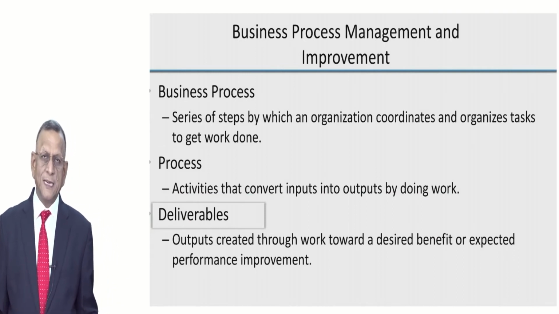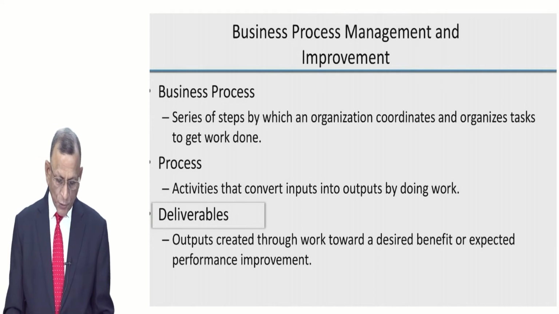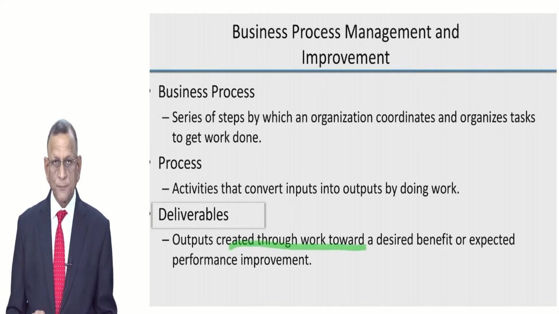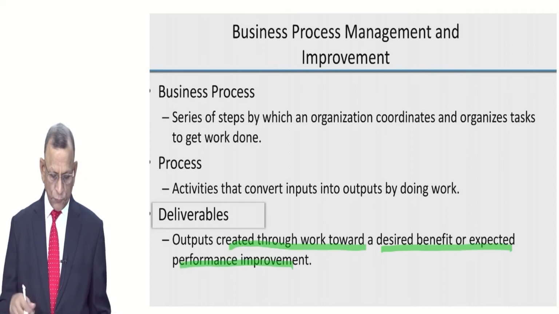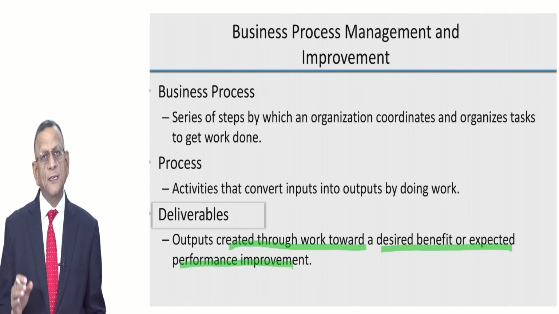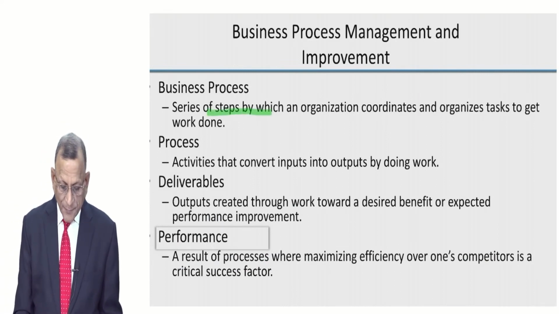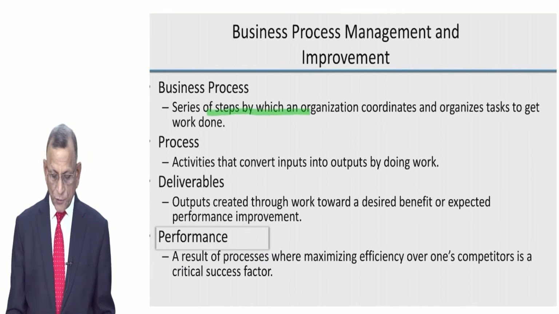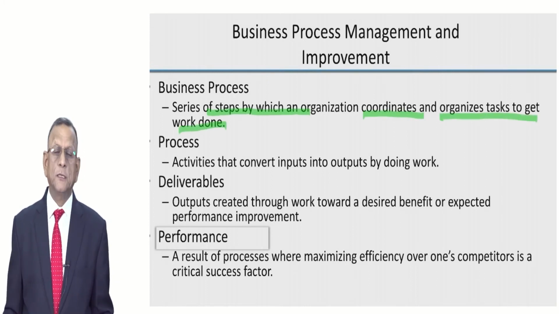Deliverables, now we understand whatever will be the output of a particular process will be deliverables. Output created through work towards a desired benefit or expected performance improvement is deliverable. What is this business process then? Series of steps by which an organization coordinates and organizes tasks to get work done.